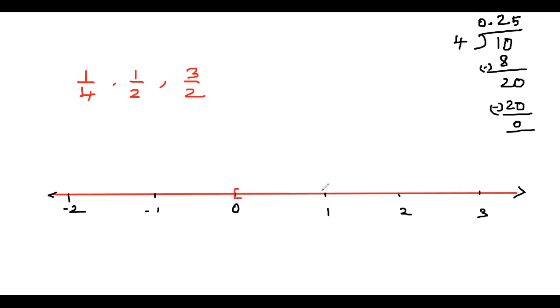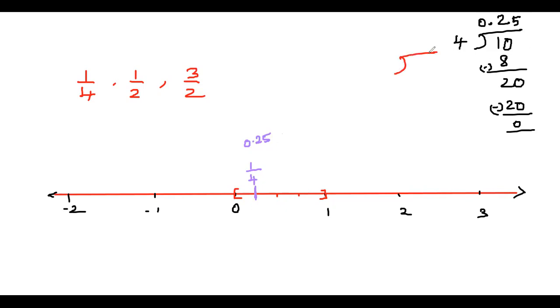From here to here it is 1. So 1/4 means you have to divide this part into 4. This is one portion, second portion, third portion, fourth portion. I hope it is clear. So 1 by 4 means you will have somewhere here. This is 1 divided by 4, which means 0.25. Okay.